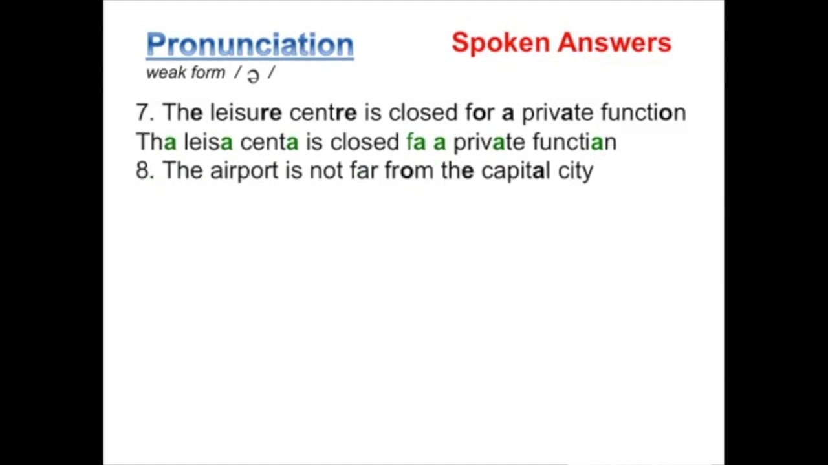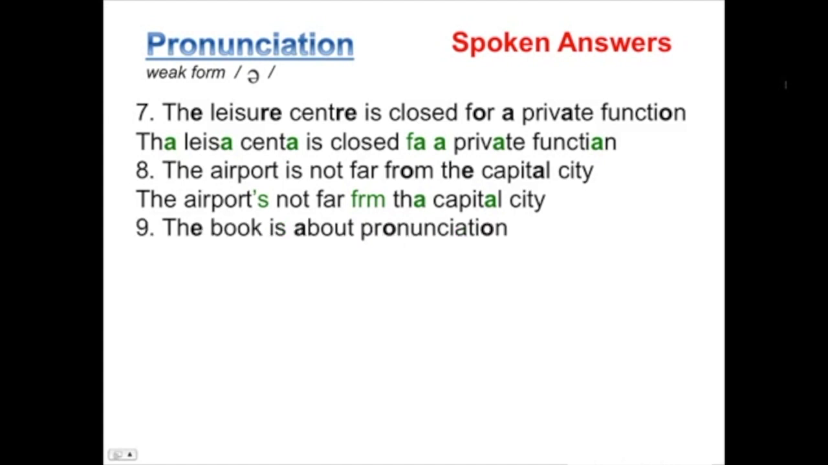The airport is not far from the capital city. The airport's not far from the capital city. Notice we contract in fast-spoken language. The airport's not far from the capital city. The book is about pronunciation. The book's about pronunciation.